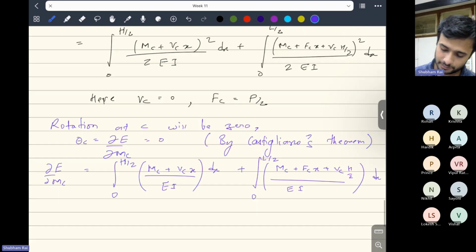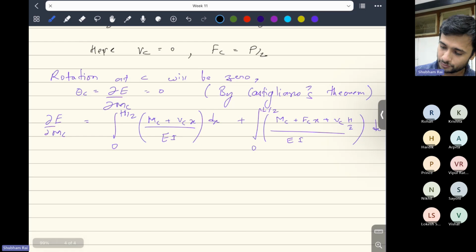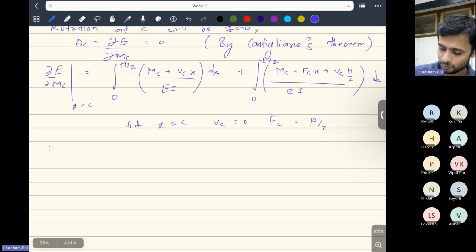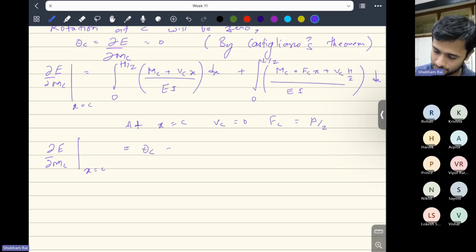into dx. And then in this expression, you have to substitute now, because you are evaluating this expression at x equal to C, right? You know that VC is 0 and FC is P by 2. After differentiation, del by del MC at x equal to C is equal to theta C. So VC will go to 0, and now you are left with MC over EI. MC is the moment at C, which is constant. EI is also constant, it is not varying with x, because the cross section is symmetrical, circular only, and so 0 to L by 2 and dx.